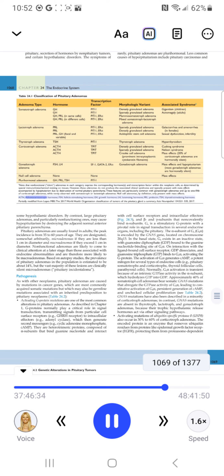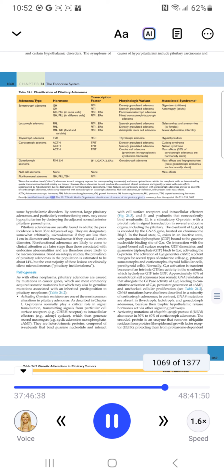ACTH, adrenocorticotropic hormone; FSH, follicle stimulating hormone; GH, growth hormone; LH, luteinizing hormone; PRL, prolactin; TSH, thyroid stimulating hormone; partially. Modified from Lopes MBS, The 2017 World Health Organization classification of tumors of the pituitary gland, Acta Neuropathol 134:521-535, 2017.